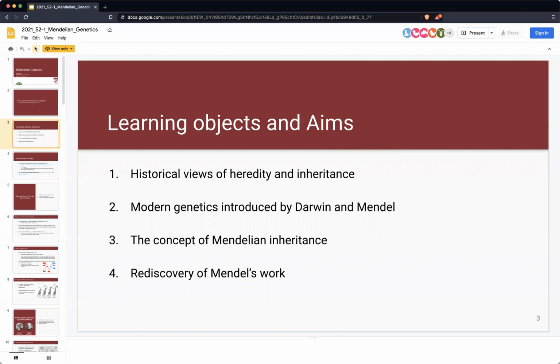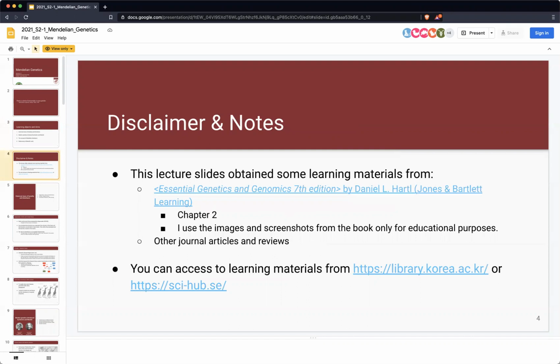Then we're going to deep dive into the concept of Mendelian inheritance and its basic principles, which you might already be familiar with, and then go into the implication of how Mendelian genetics works in modern biology. And then lastly, we're going to discuss how Mendel's work was rediscovered and how it was rediscussed by other peer scientists. You can have some background chapters from the textbook.